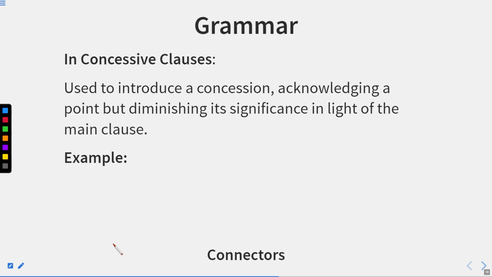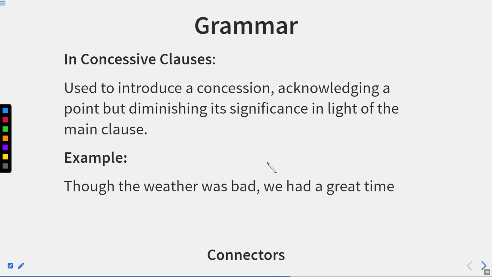In concessive clauses, though is used to introduce a concession, acknowledging a point but diminishing its significance in light of the main clause. So, concession is just like the concession we give. For example, we have a statement and another statement showing the inferiority of this point, or showing that this point diminishes in its value. For example, though the weather was bad, we had a great time. So, though the weather was bad, this is the statement. We had a great time. It means this is insignificant.